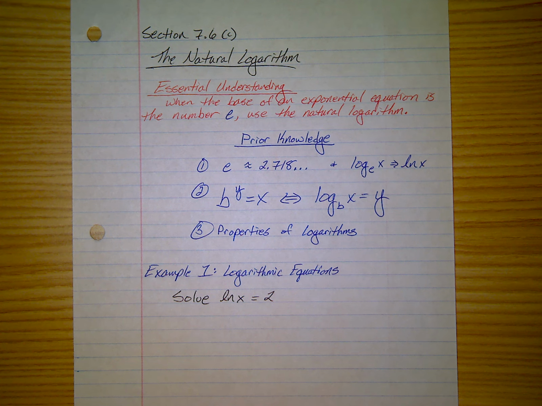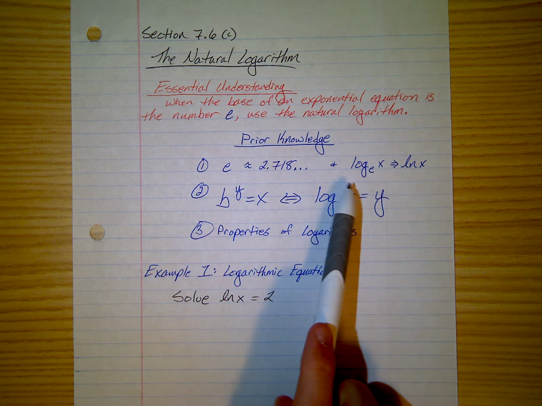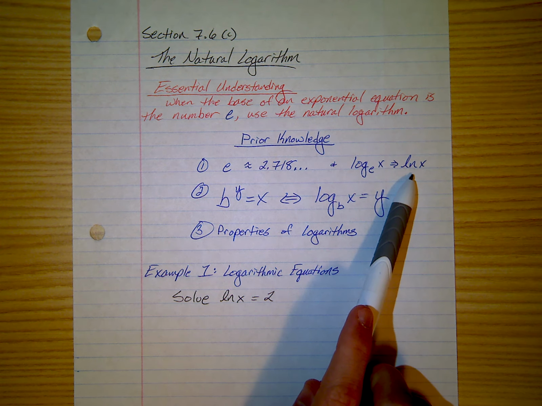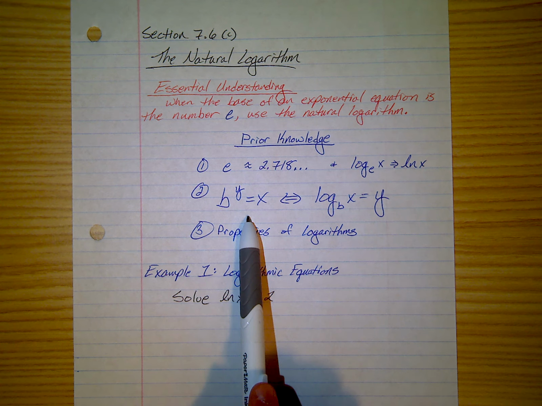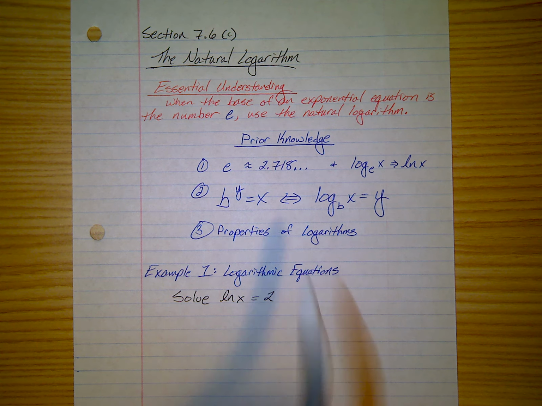So today we're going to be continuing in section 7.6 talking about the natural logarithm. Again, the same essential understanding as last time. When the base of an exponential equation is the number e, we're going to use a natural log. Some prior knowledge: e is approximately 2.718, and the log base e of x can be rewritten as just ln of x, the natural log of x. We need to remember the relationship between exponential form and logarithmic form, and then always those properties of logarithms.